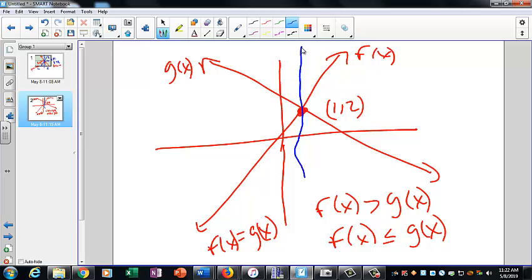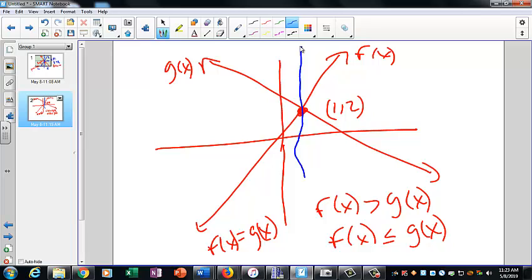All right. So when is f of x equal to g of x? F of x is equal to g of x where they intersect. Now, what I don't want to do is write down the entire ordered pair. What I want to do is just write down when.